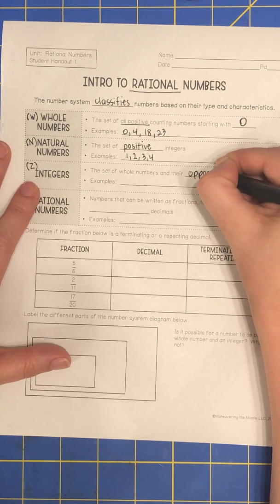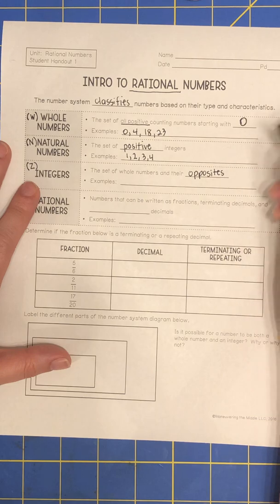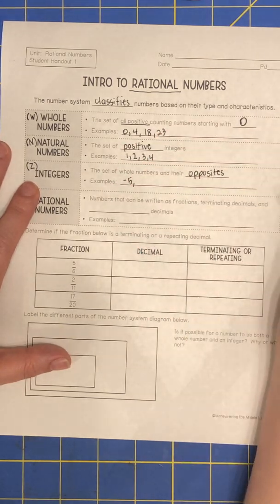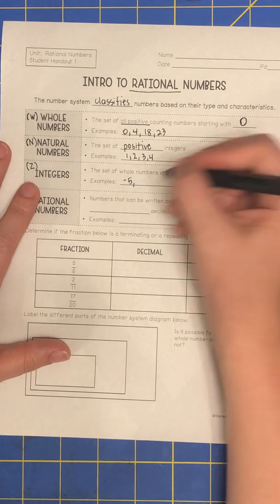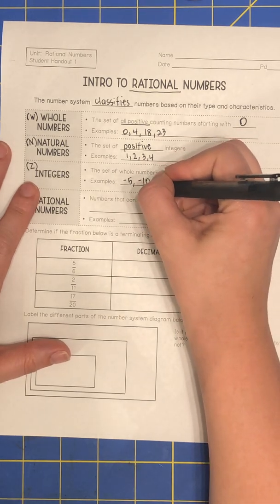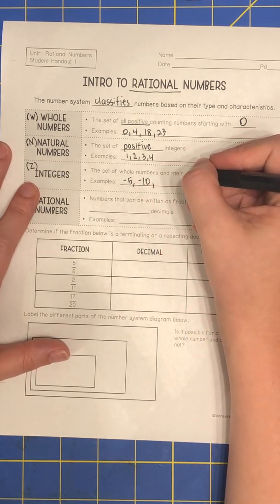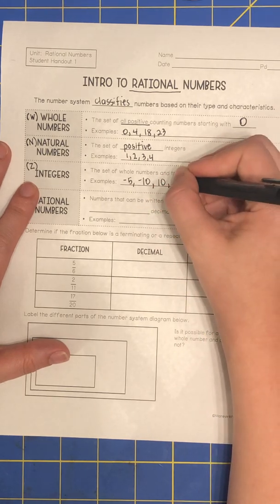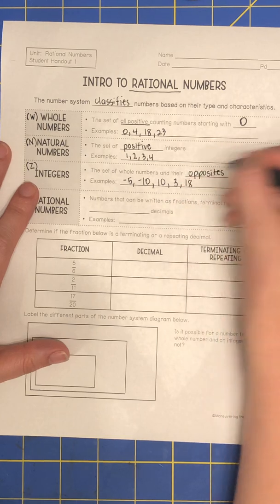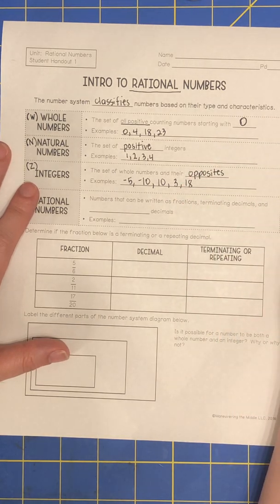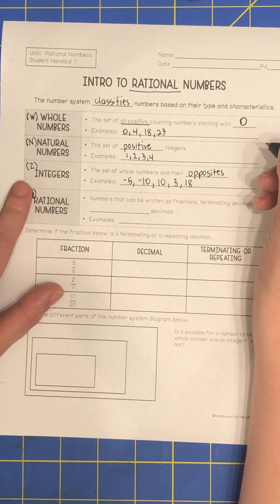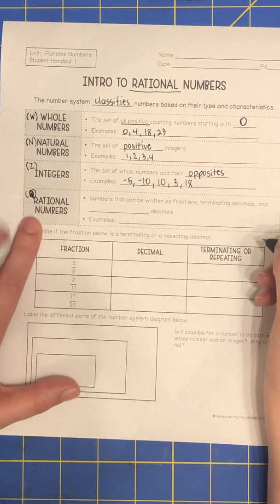So let me give you some examples of that. Negative 5 and 5, negative 10, the number 10, also negative 3, 18. All those are examples of integers. Again, we classify that with the letter Z when we're classifying these numbers.